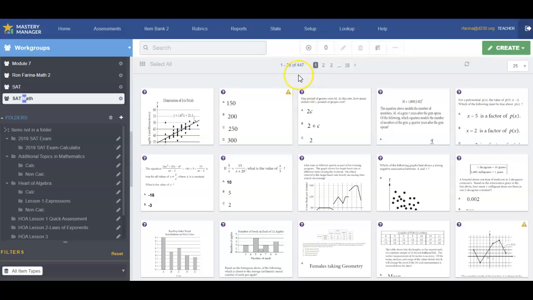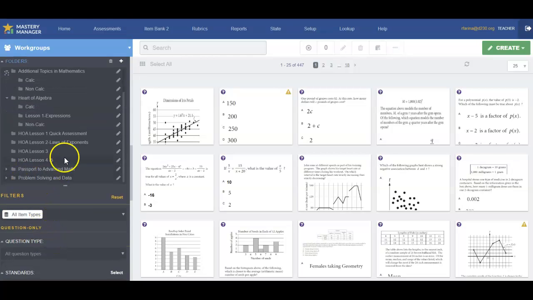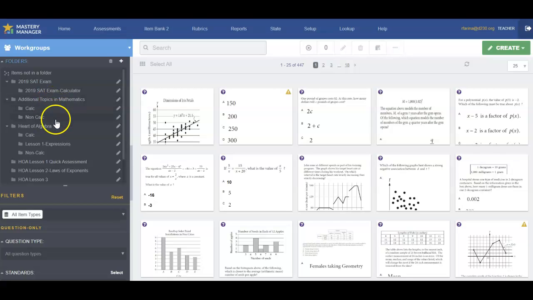Now, just entering 447 questions is one thing, but how could a teacher create practice exams or post assessments to break it down by standard? So what I did is I broke it up into the 4 domains: heart of algebra, passport to advanced math, problem solving and data, and additional topics in math. I created these folders. This folder has all the additional topics in math, and it's broken up by the calculator versions and the non-calculator questions.